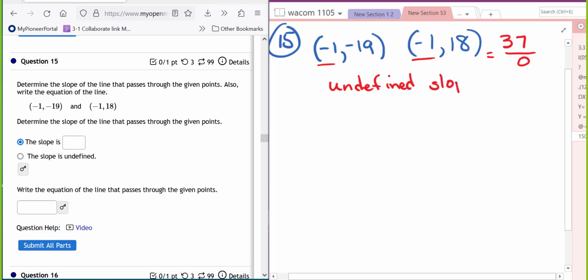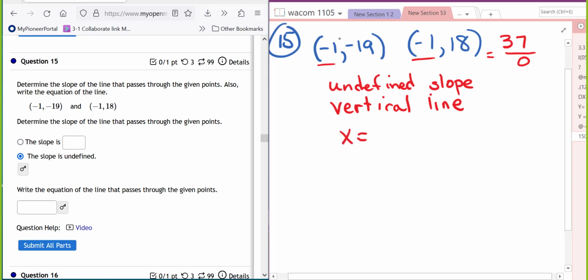Now, they didn't ask us about that. Actually they did. All right, so we're going to answer undefined. And they want the equation of this line. So you have to kind of think outside the box when it's going to be these special lines. You need to remember which one gets an undefined slope. It's a vertical line. And a vertical line is of the form x equals some constant.